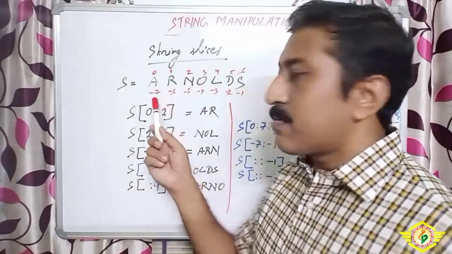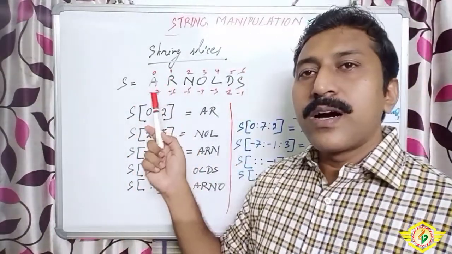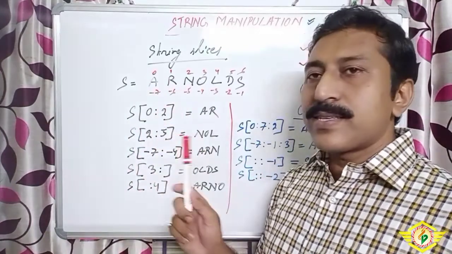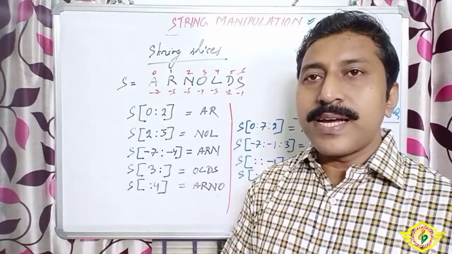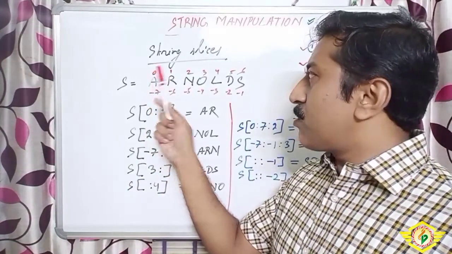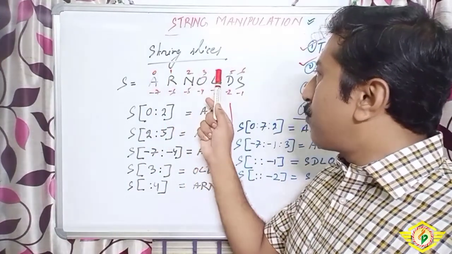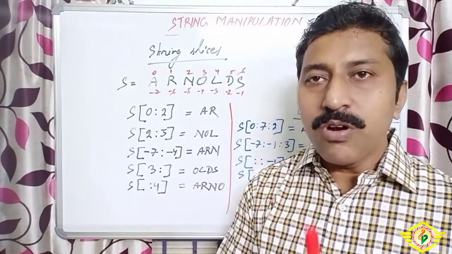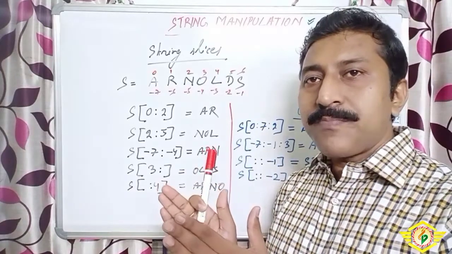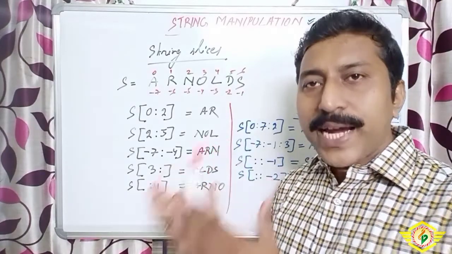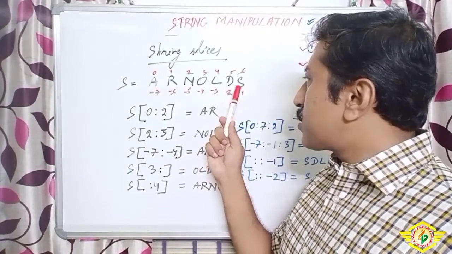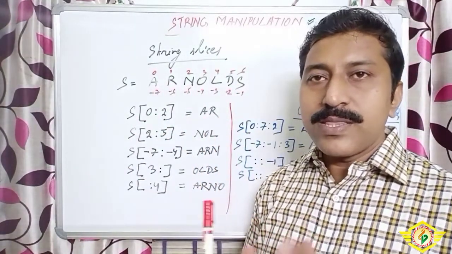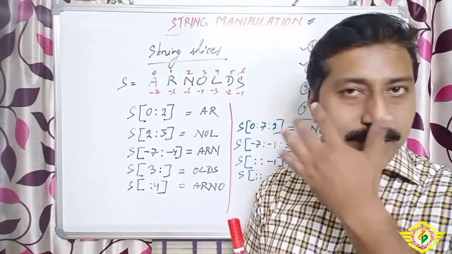If you are writing a string here, look at it. Suppose I am writing Arnold. Going from the left side to the right side, the first index will be 0, 1, 2, 3, 4, 5 and 6, because the number of characters is 7, but we start from 0 to 6. But when we take the index number from right to left, it will be -1, -2, -3, -4, -5, -6 and -7. In this way we can take it.